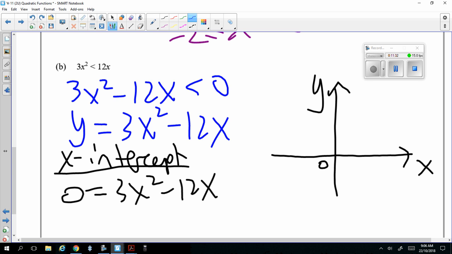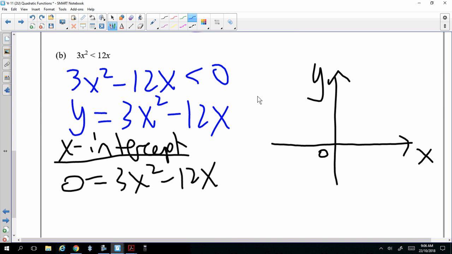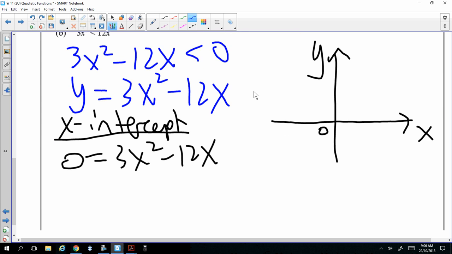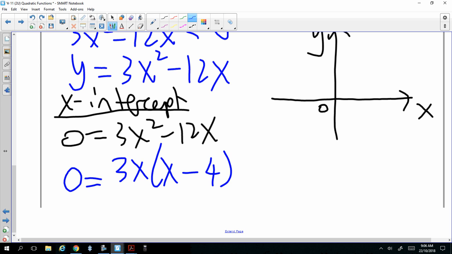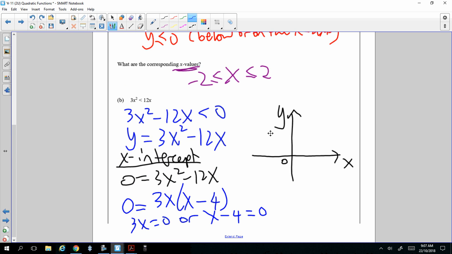You take out highest common factor. What's the highest common factor? Yeah, do it. Alright, okay. And then what do you do? Well, you use the null factor law, right? Either this is 0 or this is 0, right? Alright, keep going. And then just put the points. What's the x-intercept? 0 and 4. Okay, do it. Draw the graph.